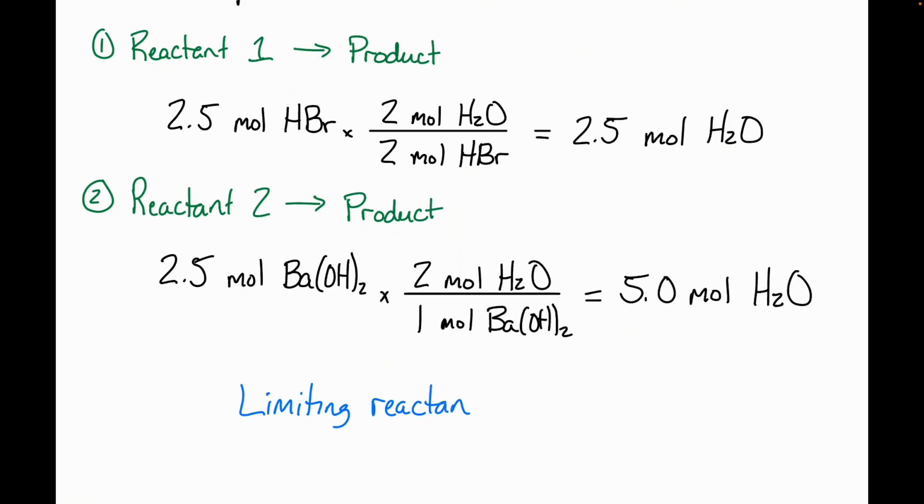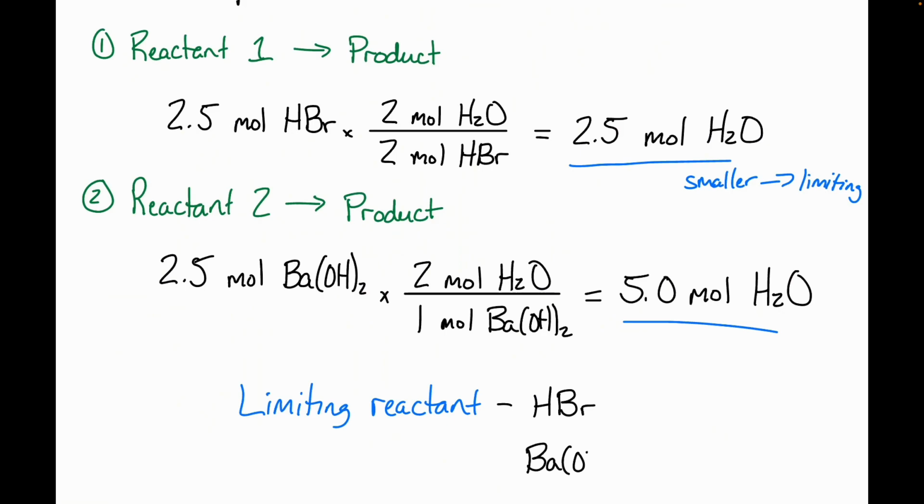The HBr, right? So I'm going to compare these 2 values here. The smaller value indicates my limiting reactant. But again, reactant, so water's not a reactant. My limiting reactant here will be that HBr. And so then we would call barium hydroxide the excess reactant.